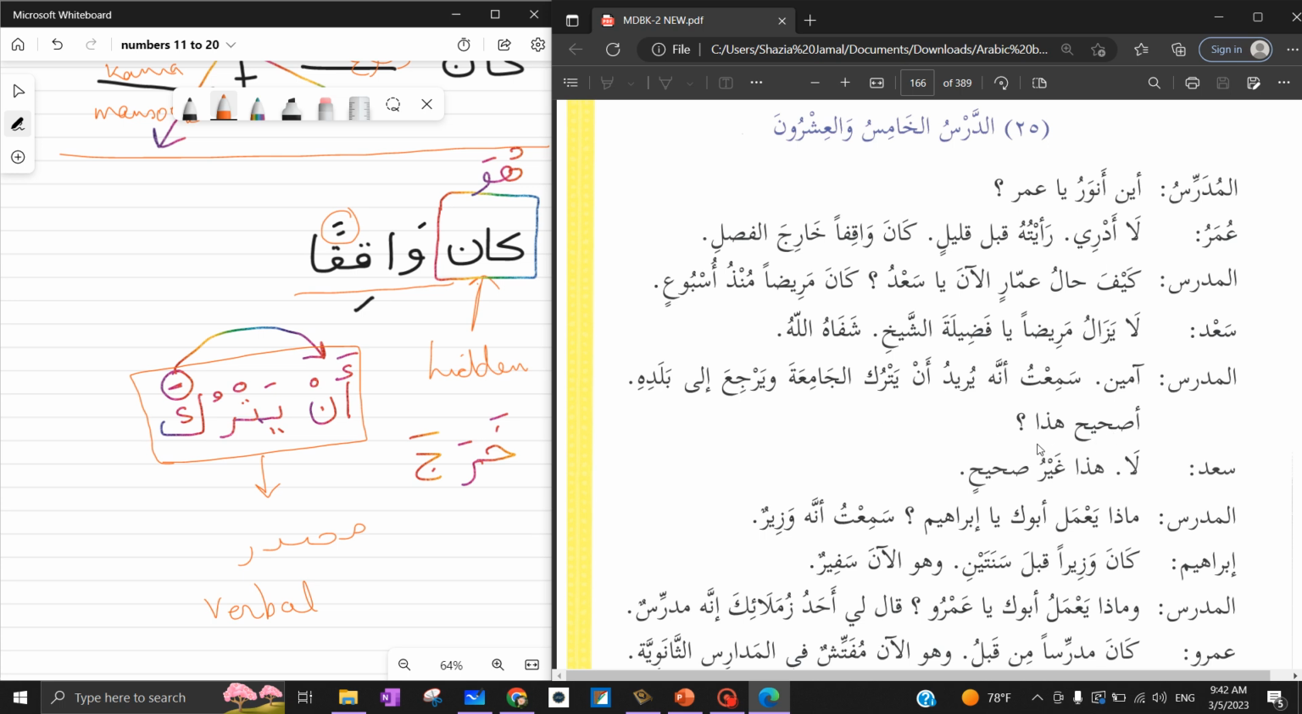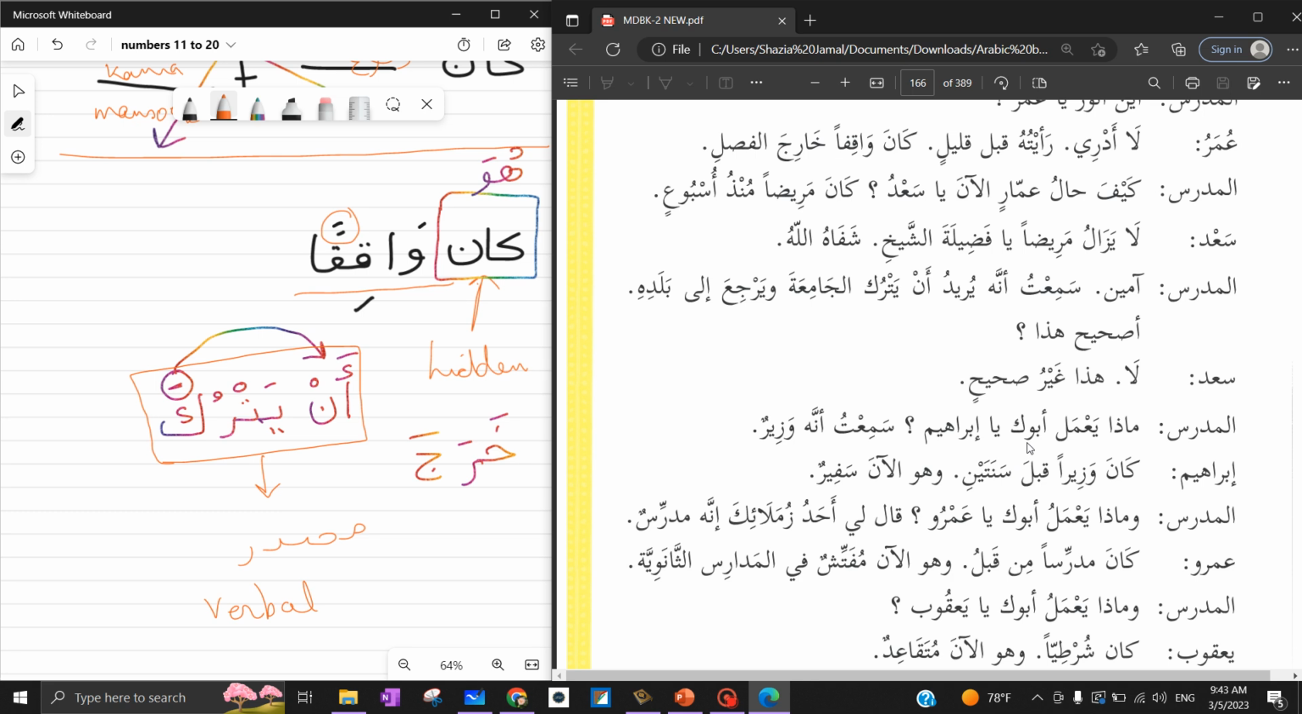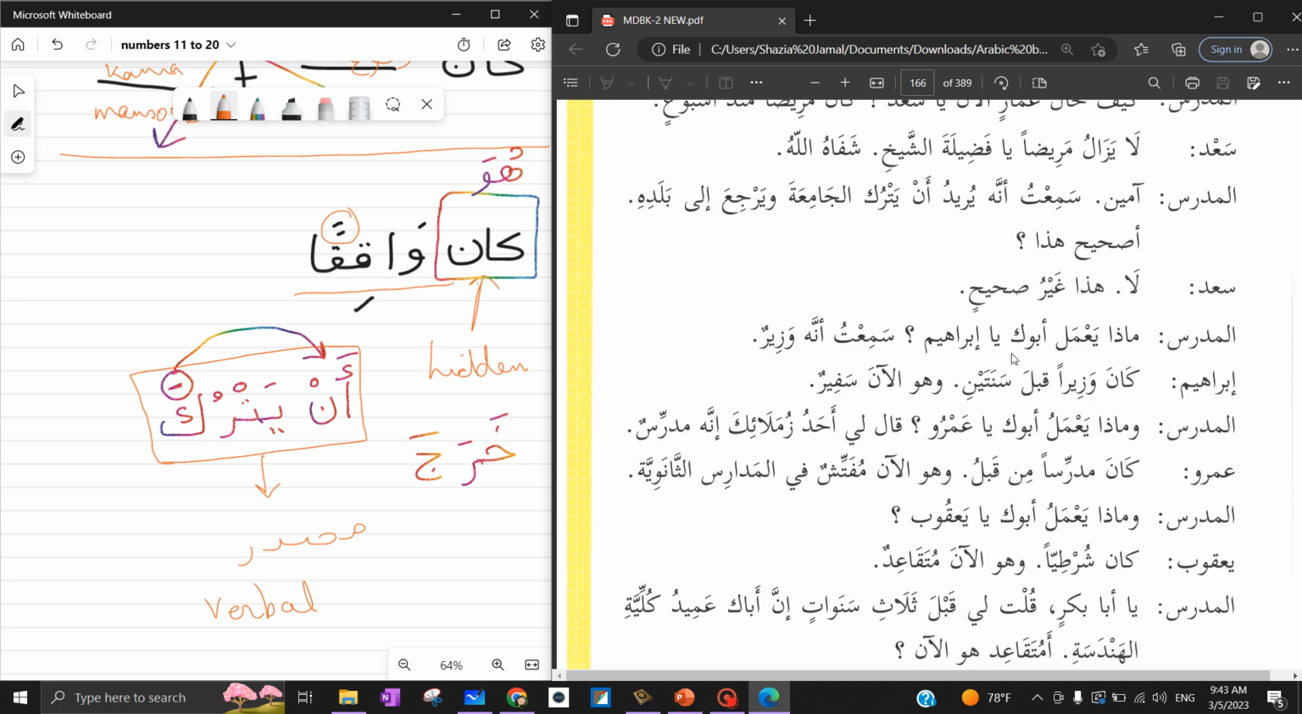Asahi haza, the teacher is interrogating, like, is it correct? So Saad says, La, هذا غير صحيح. No, this is not correct. So the mudarris says, Maza ya'mal abuka ya Ibrahim. Now he is asking each and every student, what does your father do? Maza ya'mal abuka ya Ibrahim. He asks Ibrahim what does your father do? Like what is his work? So the teacher says, Sama'tu, I heard annahu wazirun, that he is a minister. I heard that he is a minister.